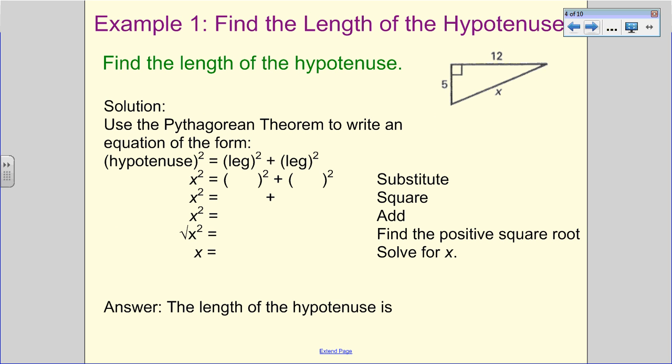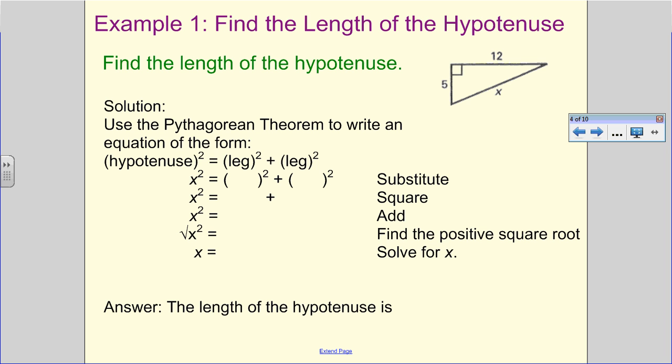All right, so let's find the length of the hypotenuse. And that's what we can do. We can either find a leg or we can find a hypotenuse, because we have to be given two of the sides. So we're going to use the Pythagorean theorem to write the equation in the form hypotenuse squared equals leg squared plus leg squared. We're going to use that. So that's how we start finding that when they give me two sides.